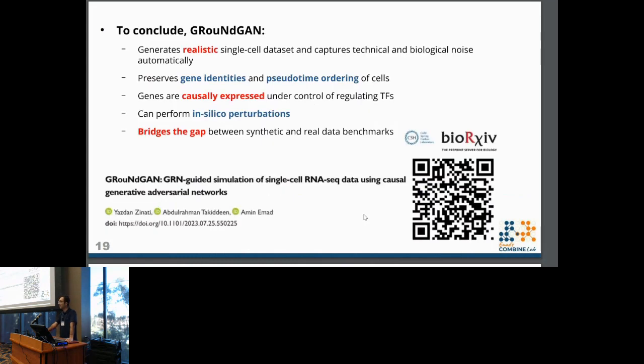So to conclude, here I presented GRouNdGAN, which is a simulator for single cell data, which generates realistic data and does not need any user interventions. It can do this process automatically. It preserves gene identities and pseudotime ordering of cells in a way where genes are causally expressed under the control of regulating TFs. And we saw how it can be used to perform these kinds of in silico perturbation experiments. If you're more interested in that, check out our paper. We do some actual more interesting experiments on that front. And very importantly, it bridges the gap between synthetic and real data benchmarks.